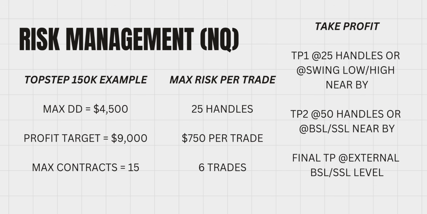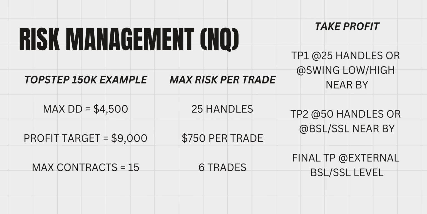Now, for the people that want to take a riskier approach, I recommend you use maximum 2 to 3 contracts, risking around 1.5k per trade. This would halve your trades, so you'd have around 3 trades to blow the account, so you'd have to take 3 losses in a row. If you're highly confident, I recommend you do that. But anyways, your take profit should always be at 25 handles or a swing low or high that is nearby.